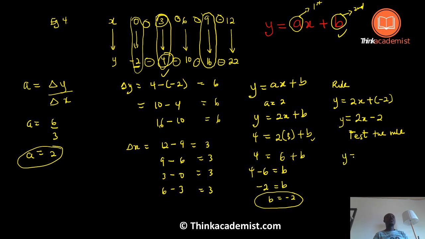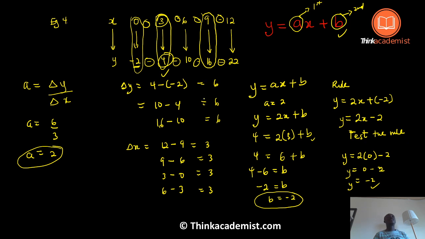So y equals, we want to see if the 0 will give us a corresponding value of y to be negative 2. So 2 into bracket 0 minus 2. 0 multiplied by anything is 0, so minus 2. And then y is negative 2. So you realize that our rule is working, it is correct.